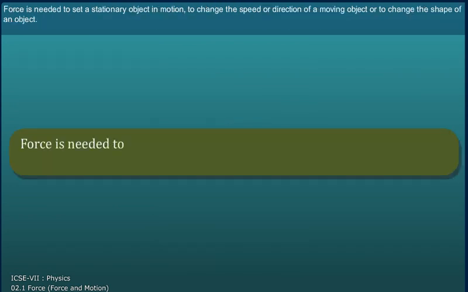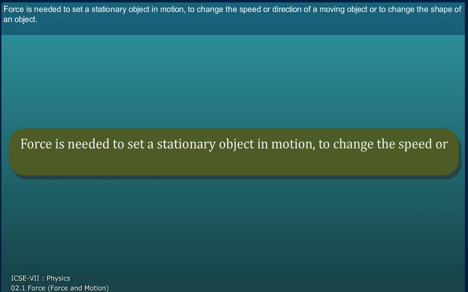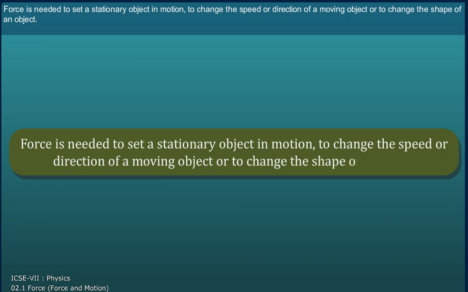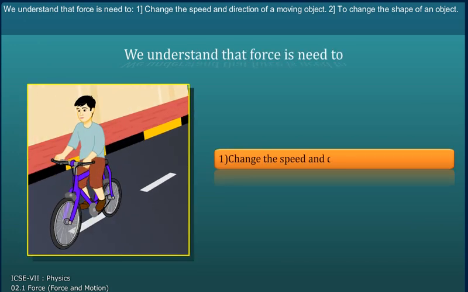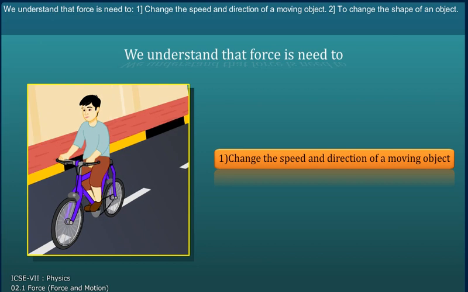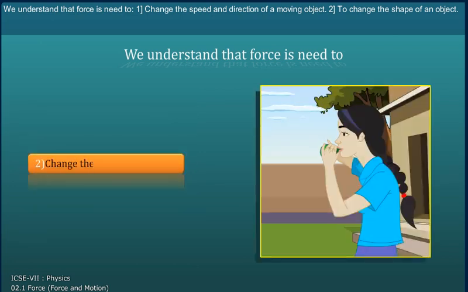Force is needed to set a stationary object in motion, to change the speed or direction of a moving object, or to change the shape of an object. We understand that, one, force is needed to change the speed and direction of a moving object. Two, to change the shape of an object.